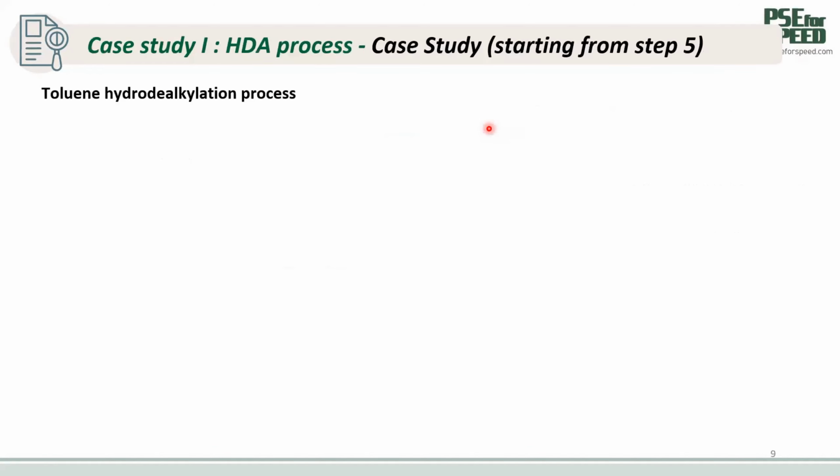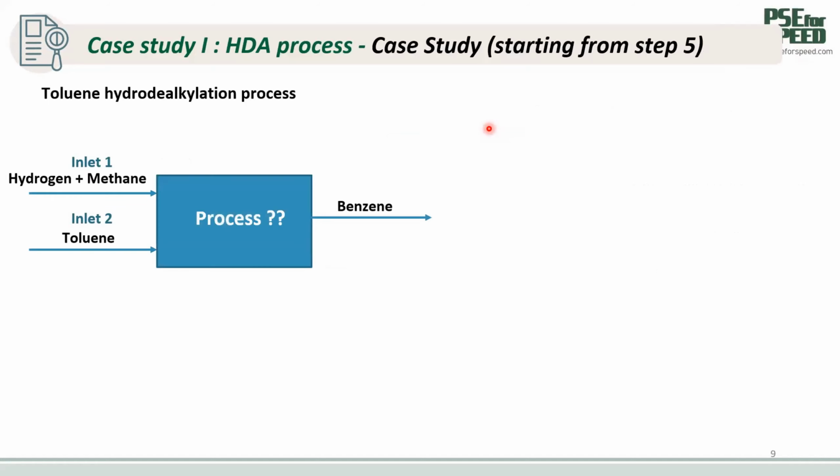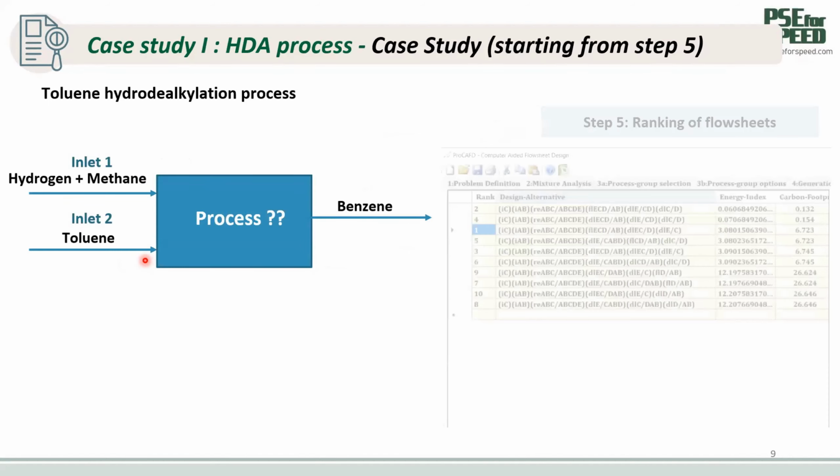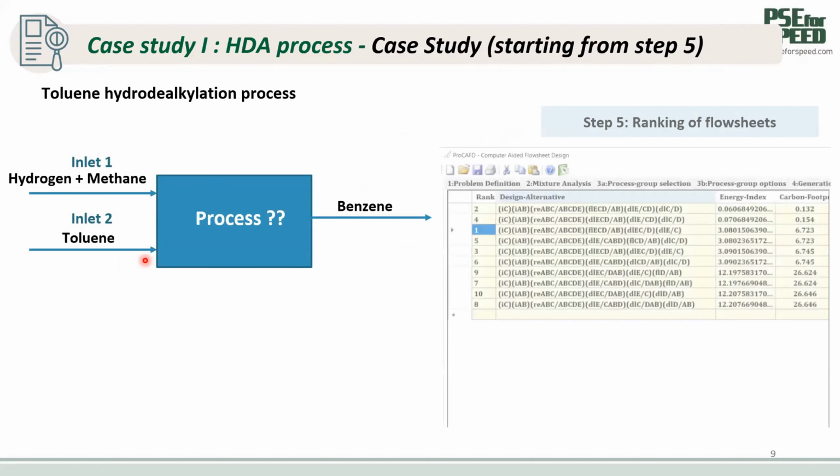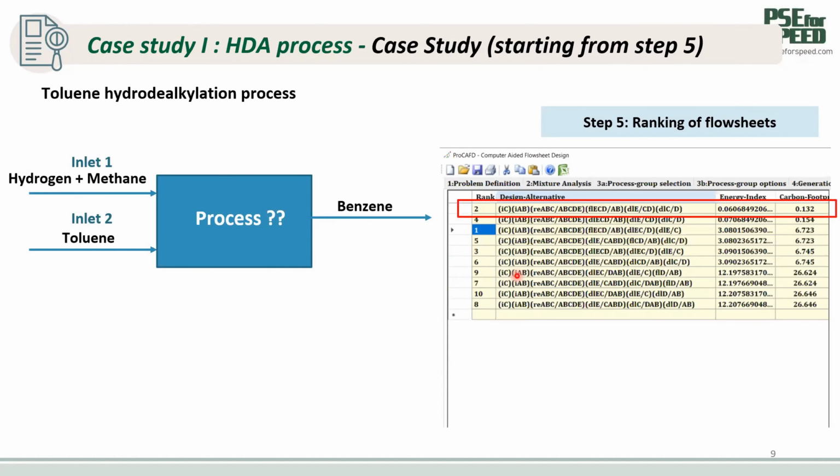Like I presented before, the HDA case study needs to be carried out in order to give a clearer picture of how the program works. The task of this process is to produce benzene from hydrogen and toluene. From step 5, the user needs to select one or more of the alternatives. Let's say in this example, we selected the alternative with the lowest energy consumption. Then we will continue with further steps, step 6 to step 9.